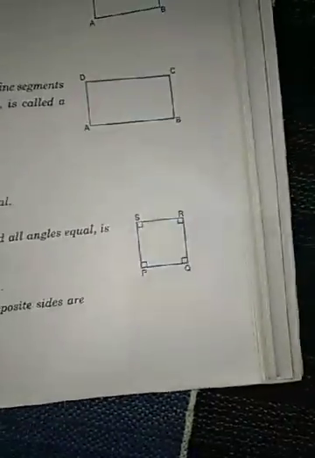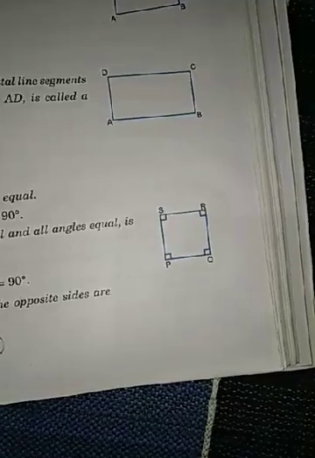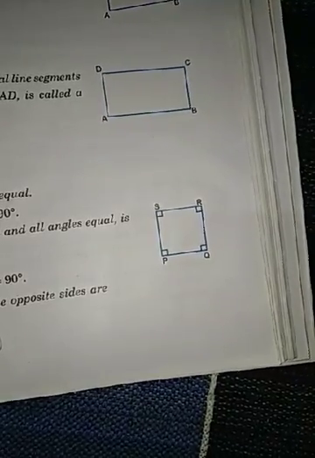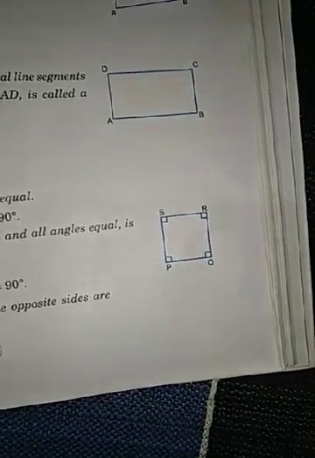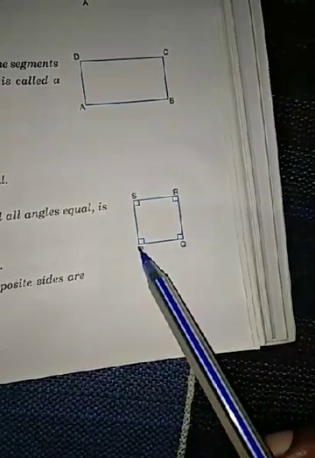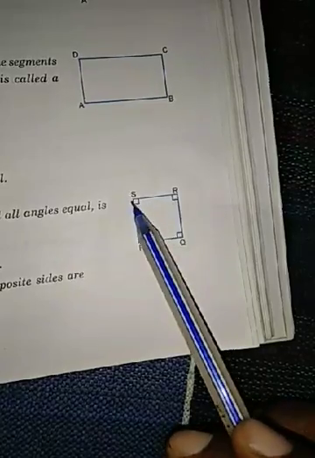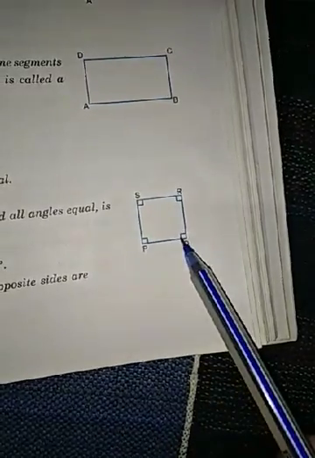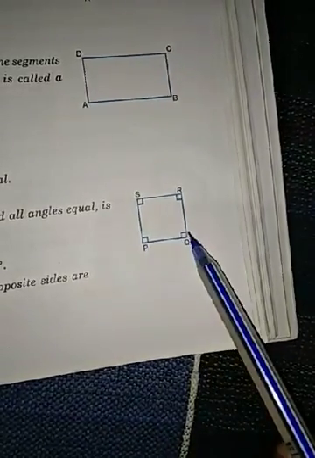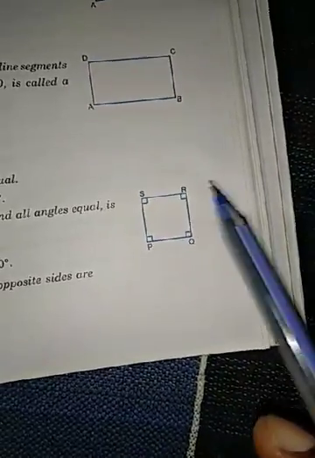Square. A quadrilateral having all sides equal and all angles equal is called a square. Here PQRS is a square. The length of PQ is equal to the length of QR, the length of RS is equal to the length of SP, and each angle is 90 degrees: angle P, angle Q, angle R, and angle S. So PQRS is a square.